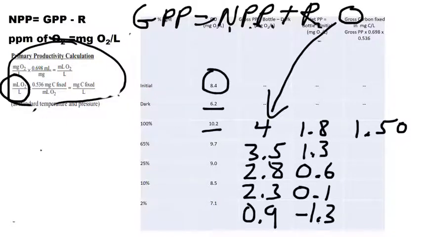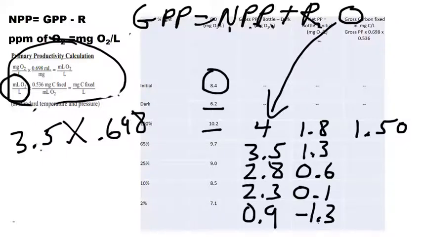So for the 65% row, we would take the gross primary productivity in terms of oxygen, 3.5, multiply that by 0.698. When we do that, 3.5 times 0.698, that gives us an answer of 2.443. And this answer is going to be in terms of milliliters of oxygen per liter of water.